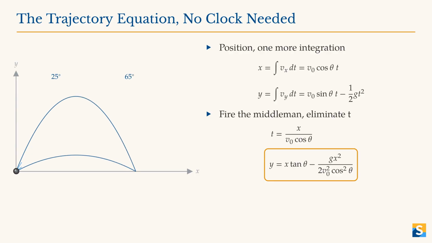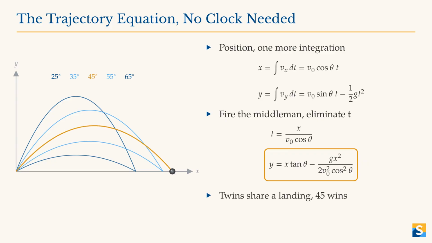Sweep the launch angle in pairs. 25 degrees with 65, 35 with 55. Each pair lands on the very same spot, a flat twin and a lofted twin for every target. And between them all, the 45-degree curve reaches farthest, the champion of the family.